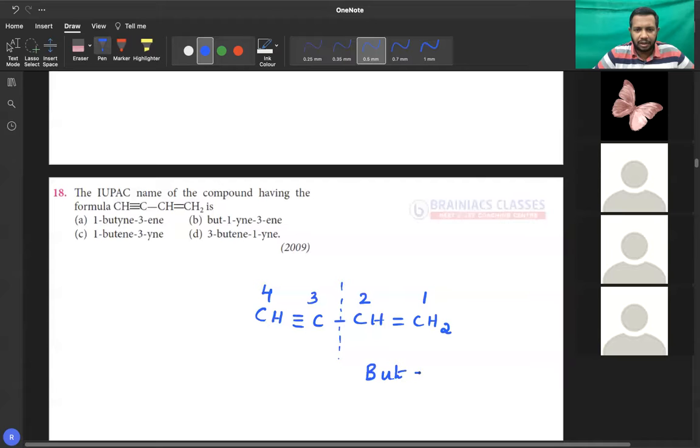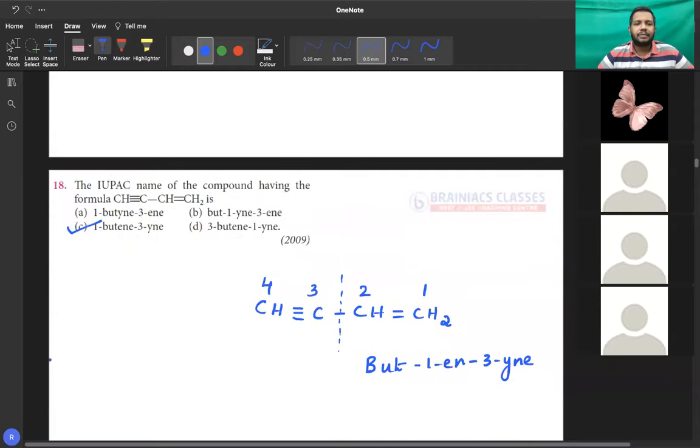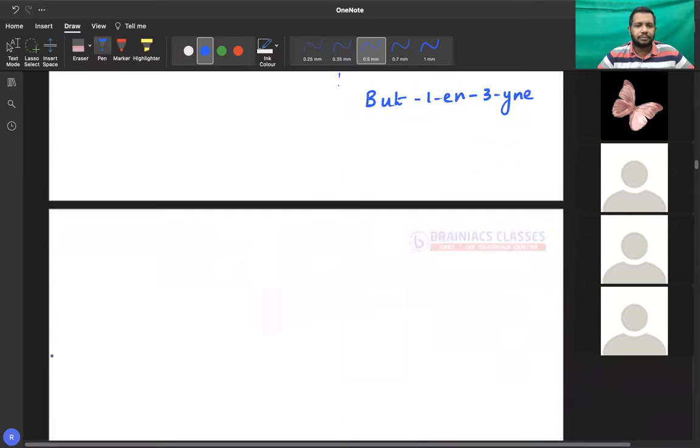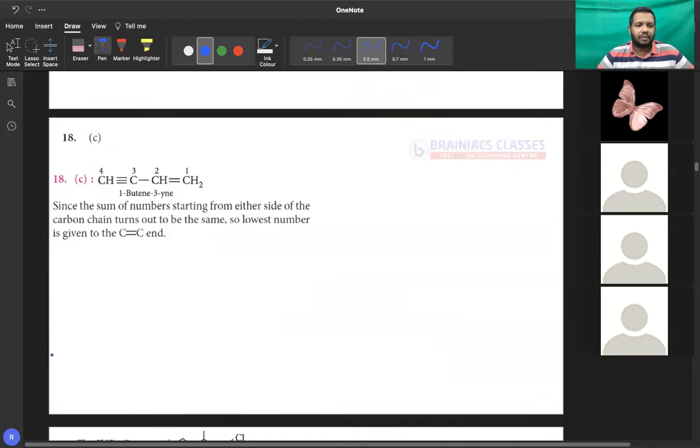But, 1-ene, and at the third position you have yne, 3-yne. Is there any answer? But-1-ene, 1-butene-3-yne. This is also correct. So option C is the correct answer. Clear? I hope it is clear for all of you. Yes, super.